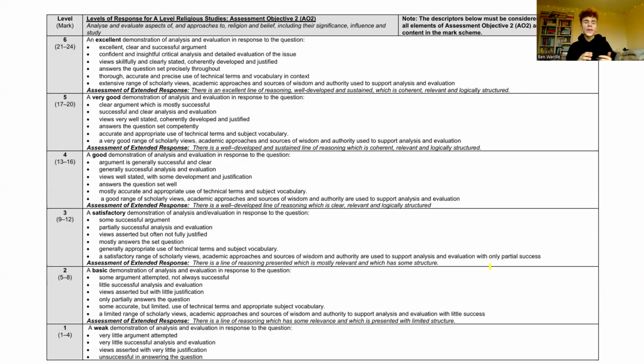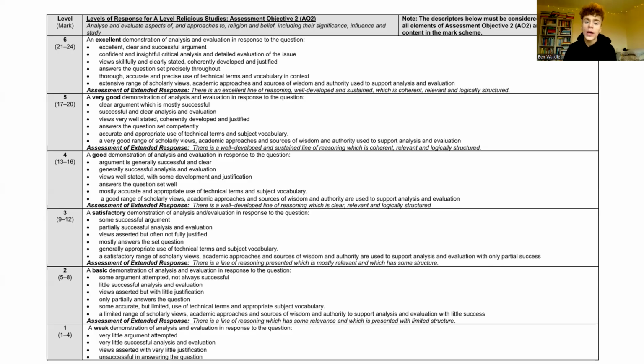So again, for our level 6, that means for AO2, we need to be getting a minimum of 21 out of 24, and we need to be producing an excellent response. So we need to show an excellent demonstration of analysis and evaluation in response to the question. What does that mean? Well, there needs to be excellent, clear and successful argument. There needs to be confident and insightful critical analysis and detailed evaluation of the issue. Views need to be skillfully and clearly stated, coherently developed and justified.